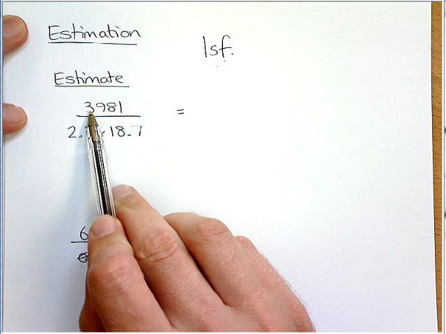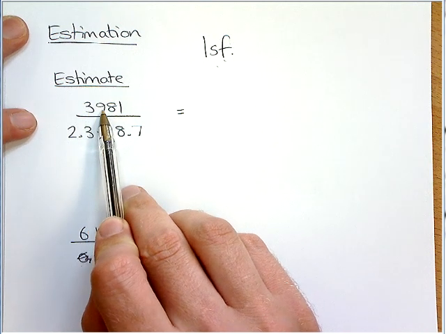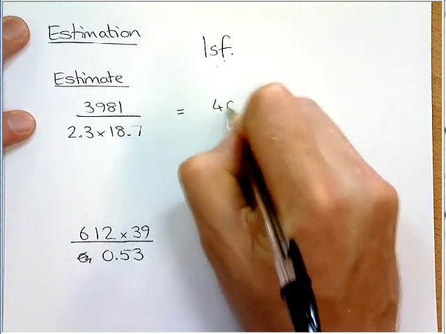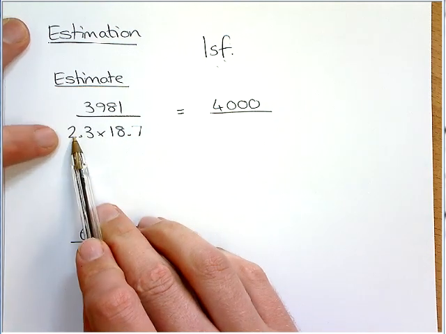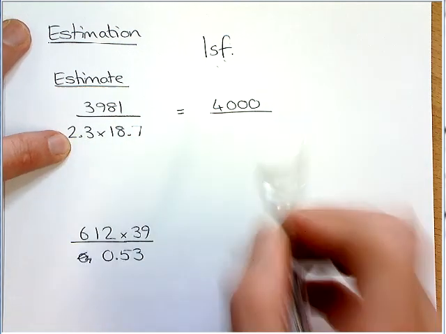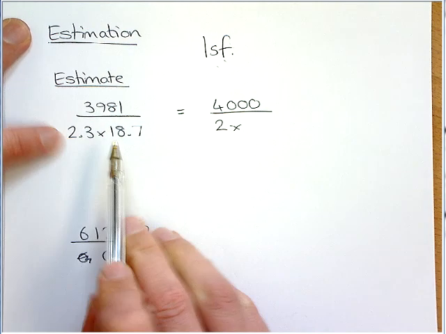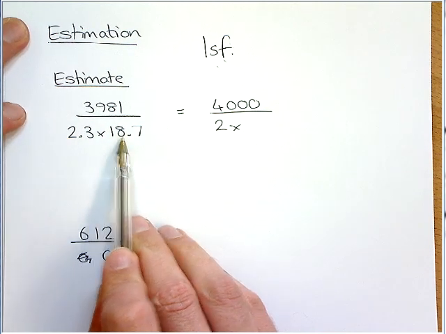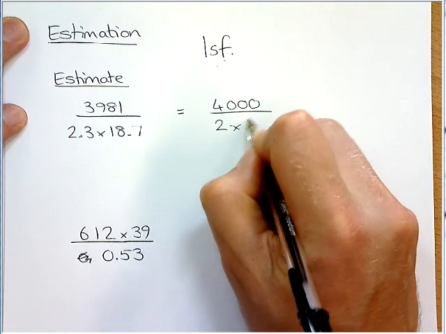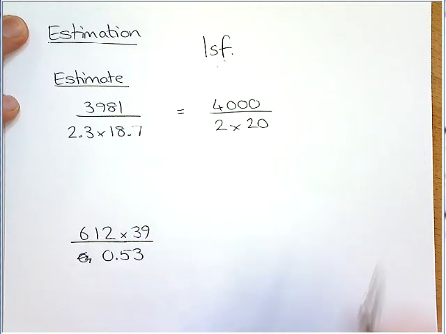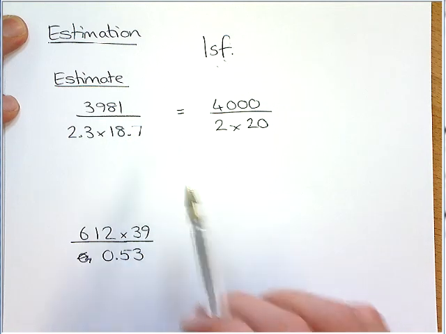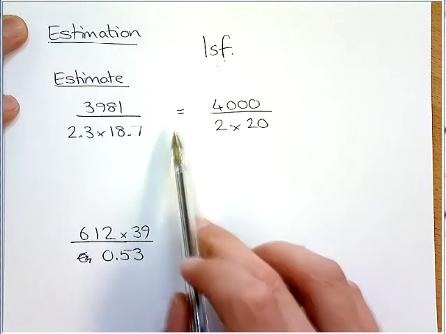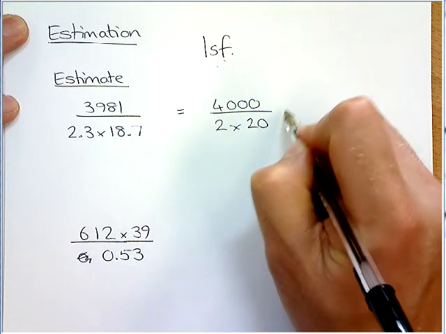So the first one, 3 is significant, so the 9 rounds us up to 4,000. And this 2 is significant, so 3 rounds down, so that's just 2. And 1 is significant, 8 rounds it up to 2, so that, be careful, is 20. Now this is where a lot of people round this one to 19. You're just making the question so much harder for yourself. So just round to one significant figure, it should be fine.